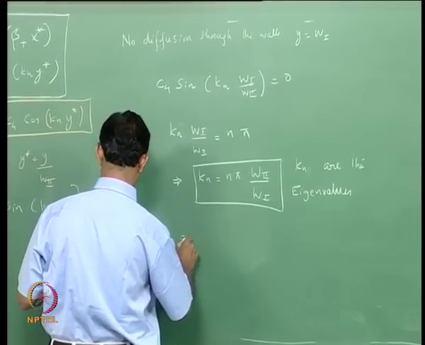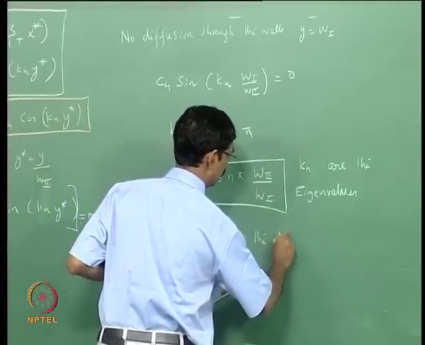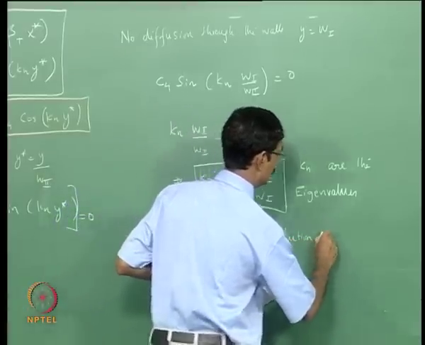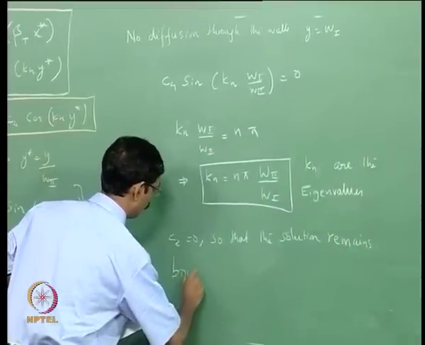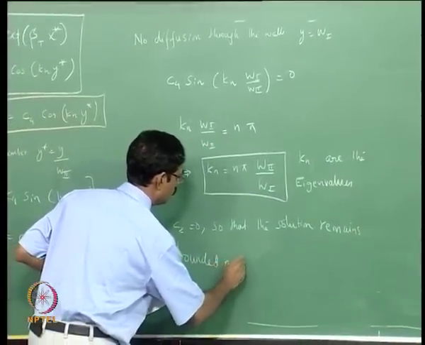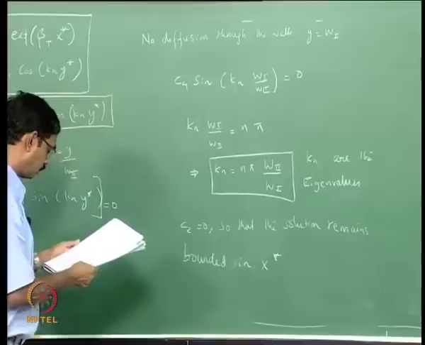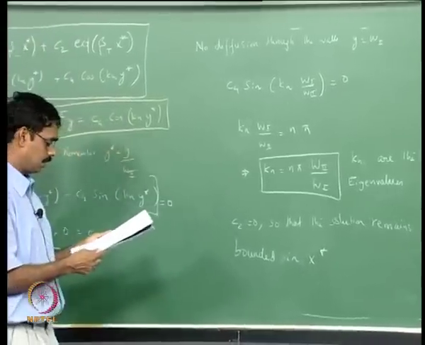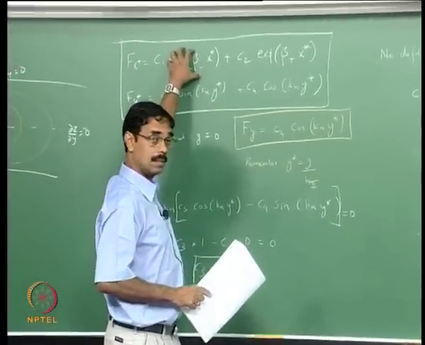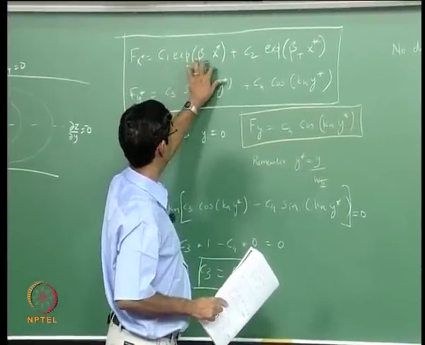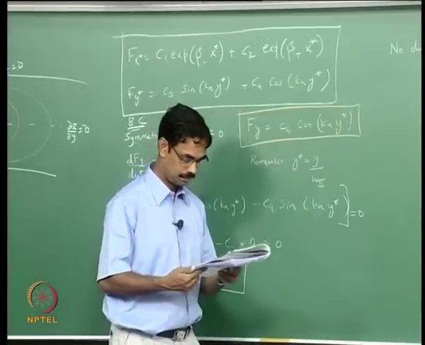So let us write C2 equal to 0, so that the solution remains bounded in x star. So we just have this term multiplying this term, C1 e power beta minus x times C4 cos Kn y star, okay, that is all.